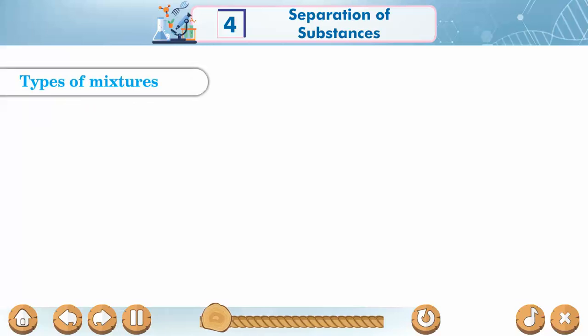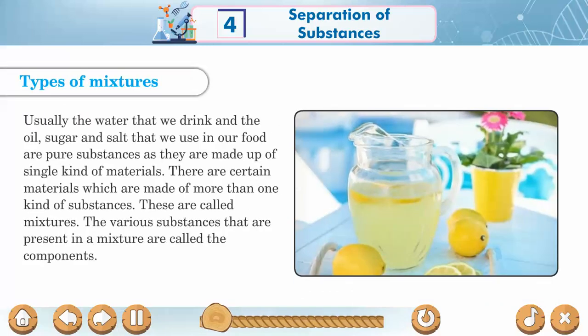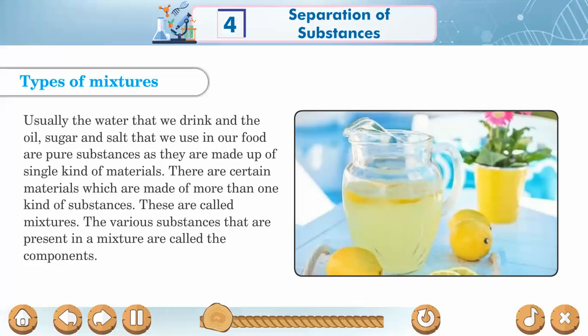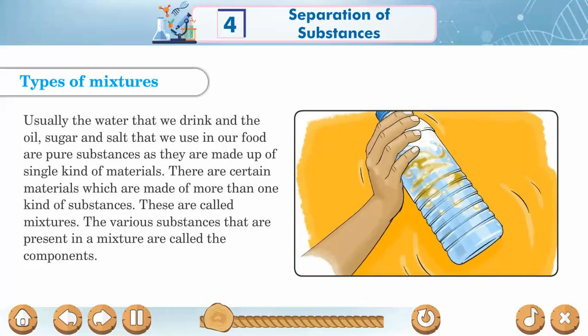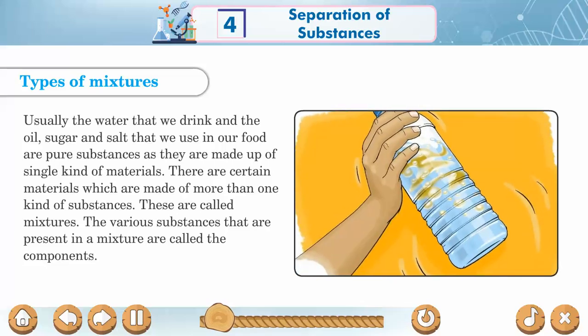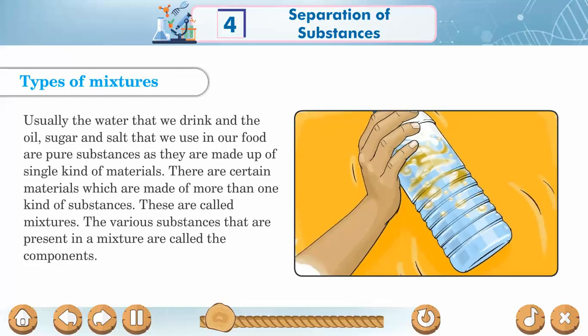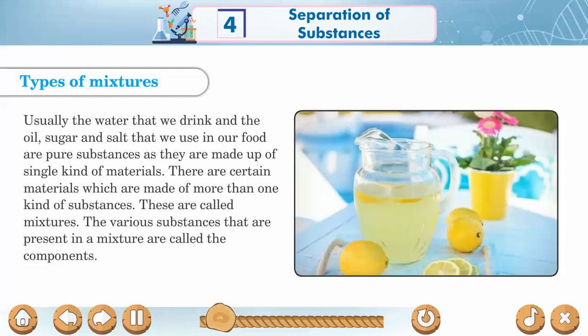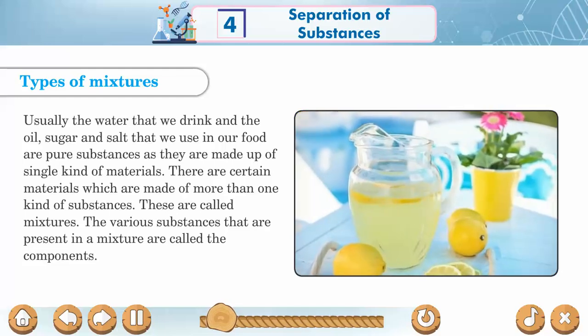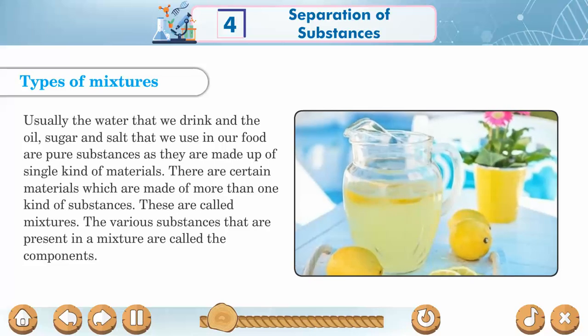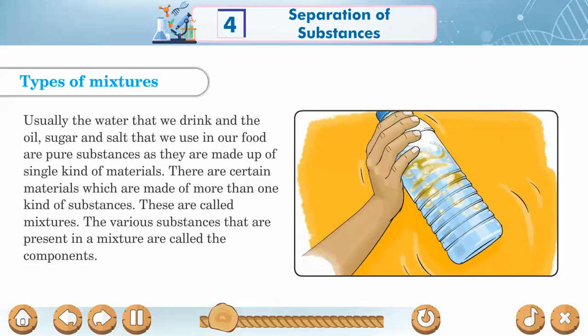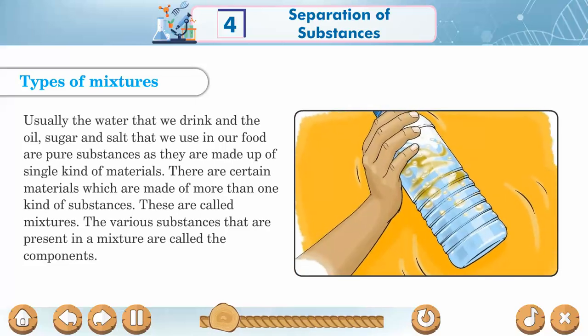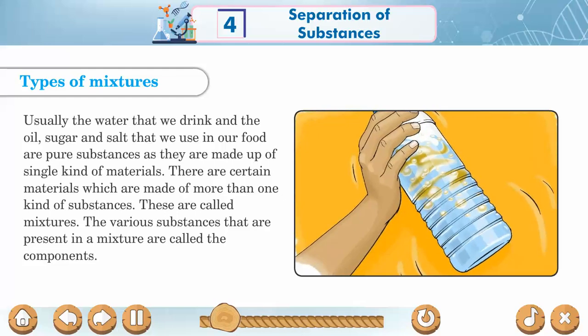Pure substances and mixtures. Usually the water that we drink and the oil, sugar and salt that we use in our food are pure substances as they are made up of a single kind of material. There are certain materials which are made of more than one kind of substance. These are called mixtures. The various substances that are present in a mixture are called the components.